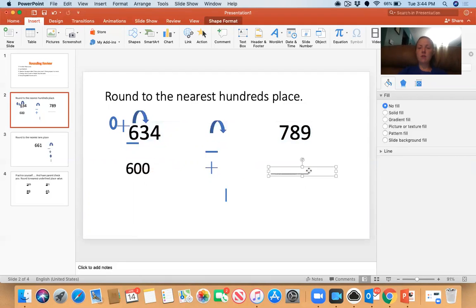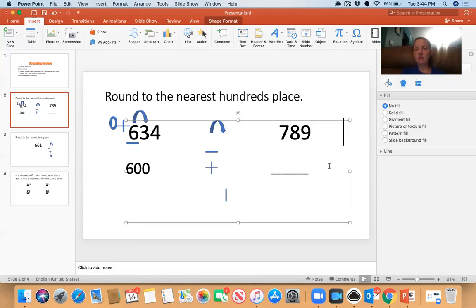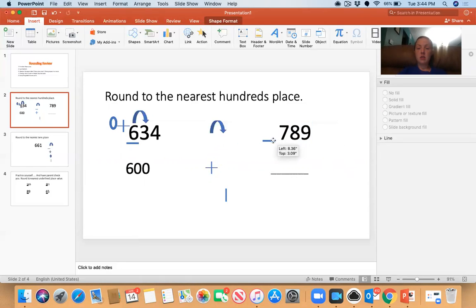Okay, guys, let's look at the next number. Our next number is 789. Our first step is to figure out where we're rounding from. It says round to the nearest hundreds place. I'm going to let you have a second to look at 789. Where's the hundreds place? The hundreds place is where the 7 is, because 700.